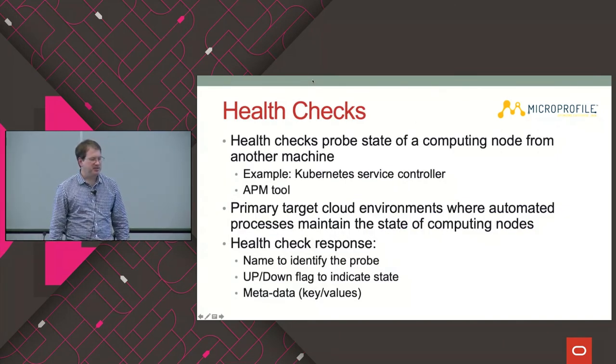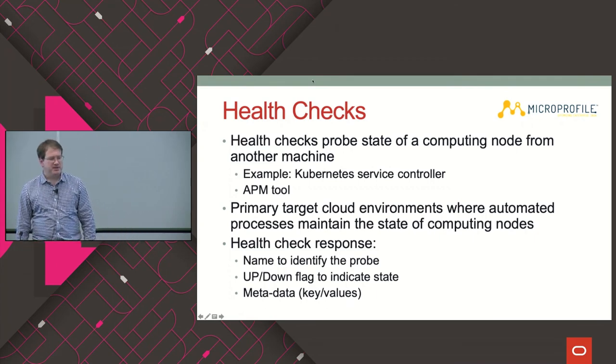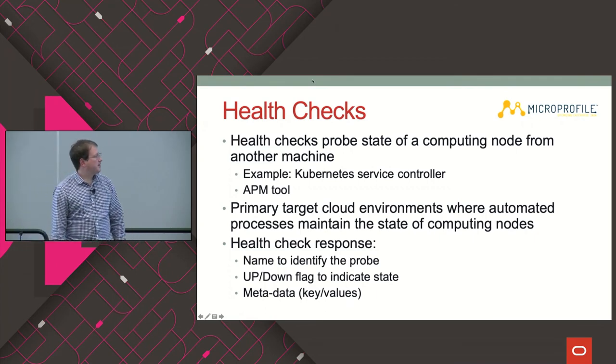A health check. Health checks probe the state of a compute node from another machine. This would be used from something like a Kubernetes service controller, also your APM tools. Like if you're running AppDynamics or Dynatrace or something like that, you can have health checks that tie into those types of systems.